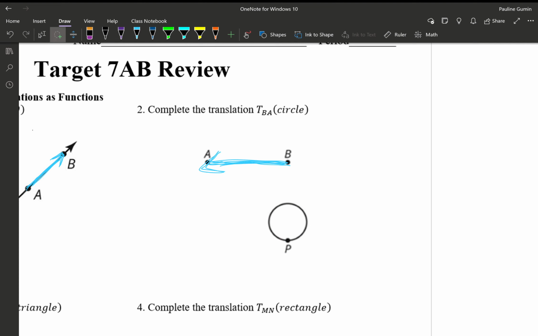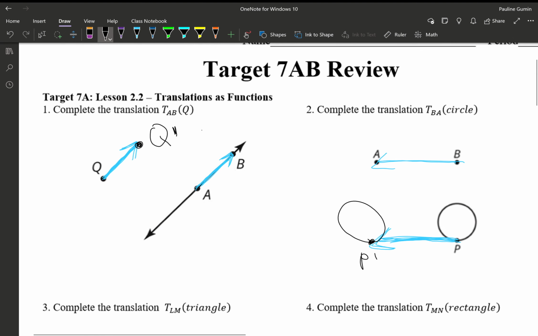Again, I'm using the magic of technology. You use a ruler to transport my circle. Okay, I'm just going to redraw BA. And then I'm going to call this point P prime, and I'm going to draw my circle. Okay, that looks a little bit like an egg, but we're close.